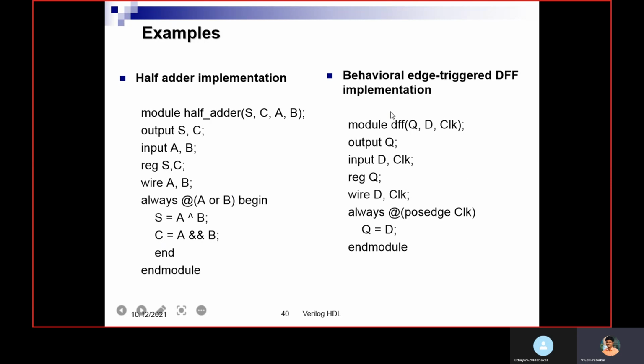Then the D flip flop we are implementing here. Behavioral modeling is the highest level of abstraction. If you know the behavior of a system, you can directly implement it. If you want to implement using gate level, you should know the logic diagram. If you want to implement using dataflow, you should know the equation. If you know the behavior, you can directly implement using behavioral modeling.